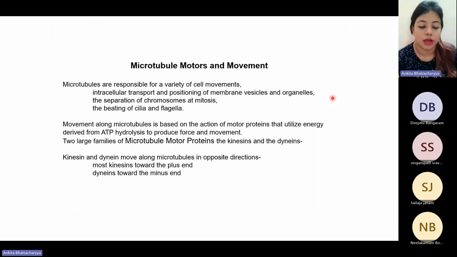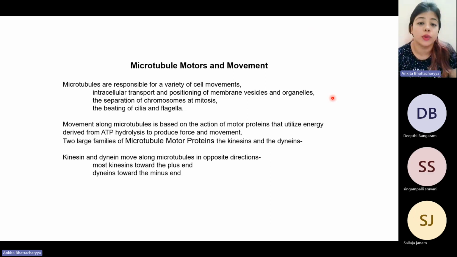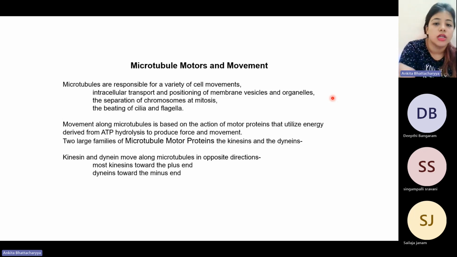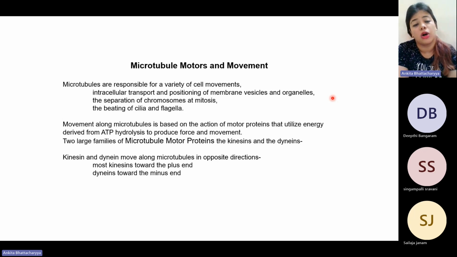Okay, so microtubules are responsible, as we've already discussed, for a number of different types of cell movements, and that includes the transport within the cell, which is intracellular transport, for the localization of membrane vesicles and organelles, for the separation of chromosomes at the time of mitosis, and for cilia and flagella beating. So what is conducting, but also regulating, the activity of movement along microtubules are the motor proteins.